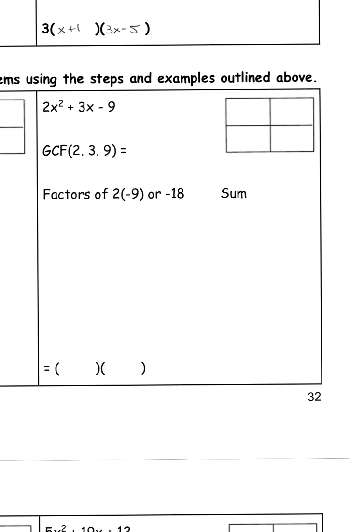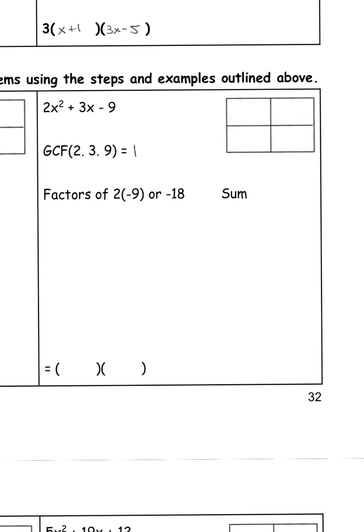So I have 2x squared, 3x, and negative 9. I can see that my GCF is just going to be 1. So that's going to leave me with a is equal to 2, b is equal to 3, and c is equal to negative 9. Multiply my a times my c, that gives me negative 18, and my b is 3. So I'm looking for two numbers that when I multiply them give me a negative 18, and when I add them together give me a positive 3. So my answer is going to be 6 and negative 3.